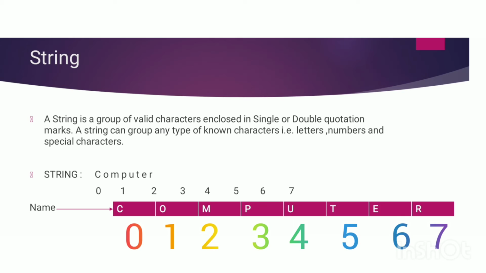And when we have to handle strings, or we can say alphabetical values, that time the string data type is used. A string is a group of valid characters enclosed in single or double quotation marks. It can be a group of any type of characters, that is letters, numbers or special symbols. As you can see in the picture, we have considered the particular word computer. So this is a string, and in Python it will be saved in the memory as shown in the picture.